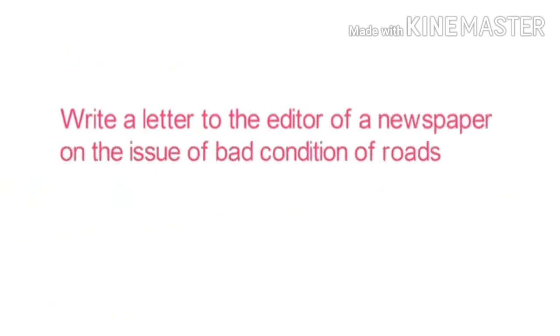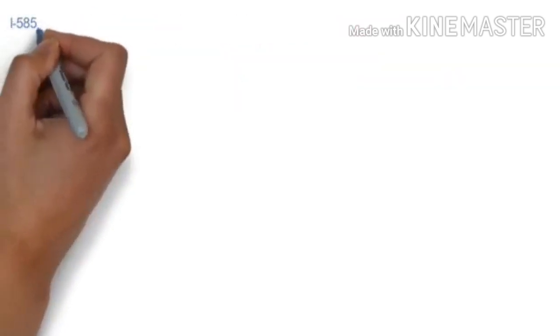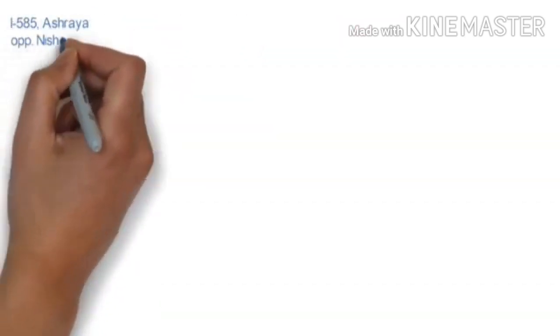Now we are going to see a sample letter. Here is a letter. Write a letter to the editor of a newspaper on the issue of bad condition of roads in your locality. Okay, in your area there is a bad condition of roads, so you are going to write a letter. So what is the first one? Sender's address. That is your address you have to write.